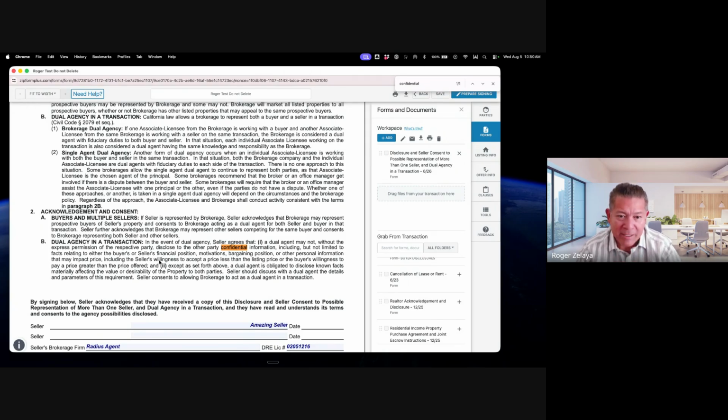Okay, but here goes. It says dual agency. In the event of dual agency, seller agrees that the dual agent may not, without the express permission of the respective party, disclose to the other party confidential information, included but not limited to facts relating to either the buyer's or seller's financial position, motivations, bargaining position, or any other personal information that may impact the price, including the seller's willingness to accept a price less than the listing price or the buyer's willingness to pay a greater price, if you have a dual agency.